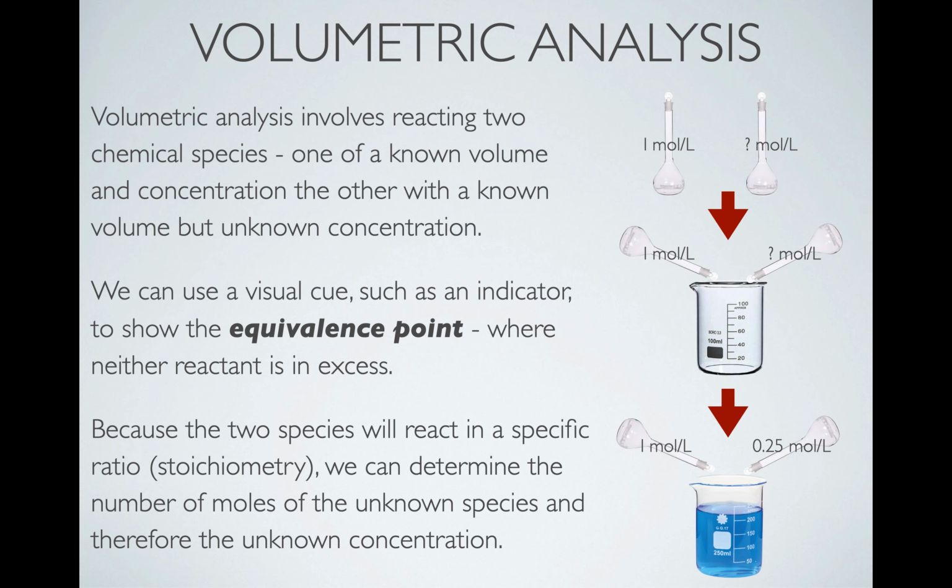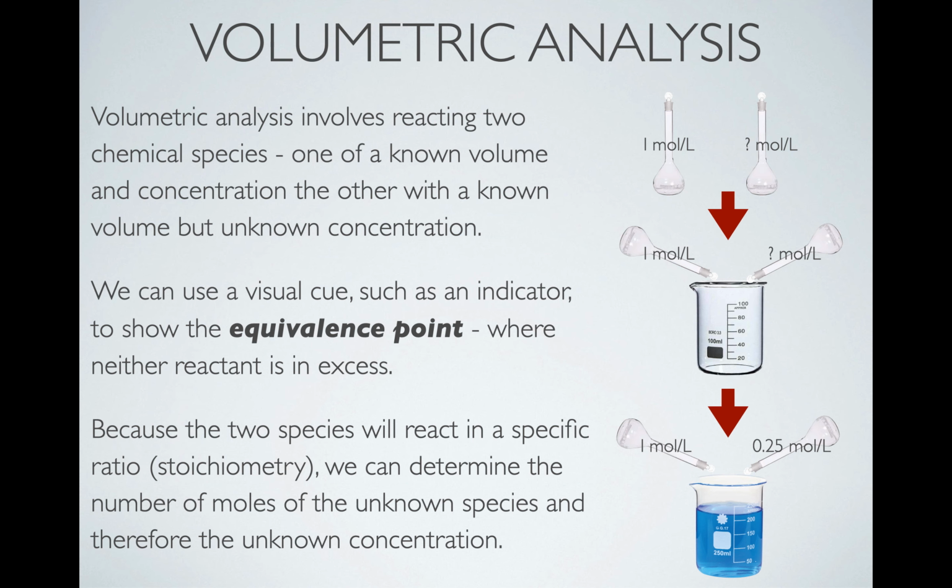So, volumetric analysis. From the diagram there, we've got two solutions. One we know the concentration of, one we don't know the concentration of. If we mix the two with an indicator, once they have an equal amount and reach an equivalence point, the next part that's added in will change the indicator and we'll see our end point. So we'll get an indication of when the reactants are in a stoichiometric ratio.